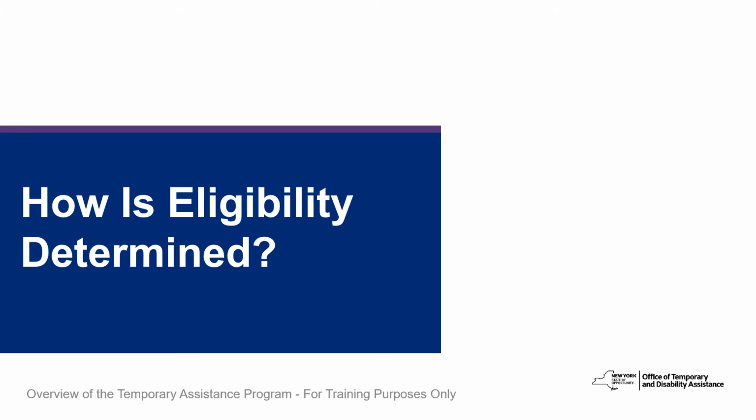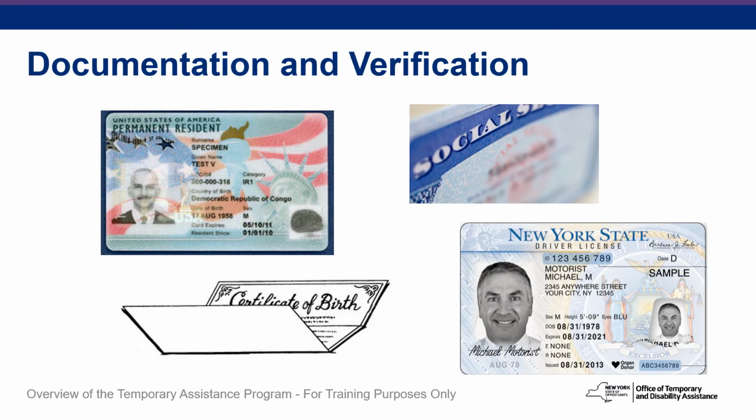Eligibility for TA is determined using a number of factors that must be verified. The applicant or recipient is required, whenever possible, to provide such verification through documentation. Some common forms of documentation are shown on the screen. Documentation can either be from primary or secondary sources.